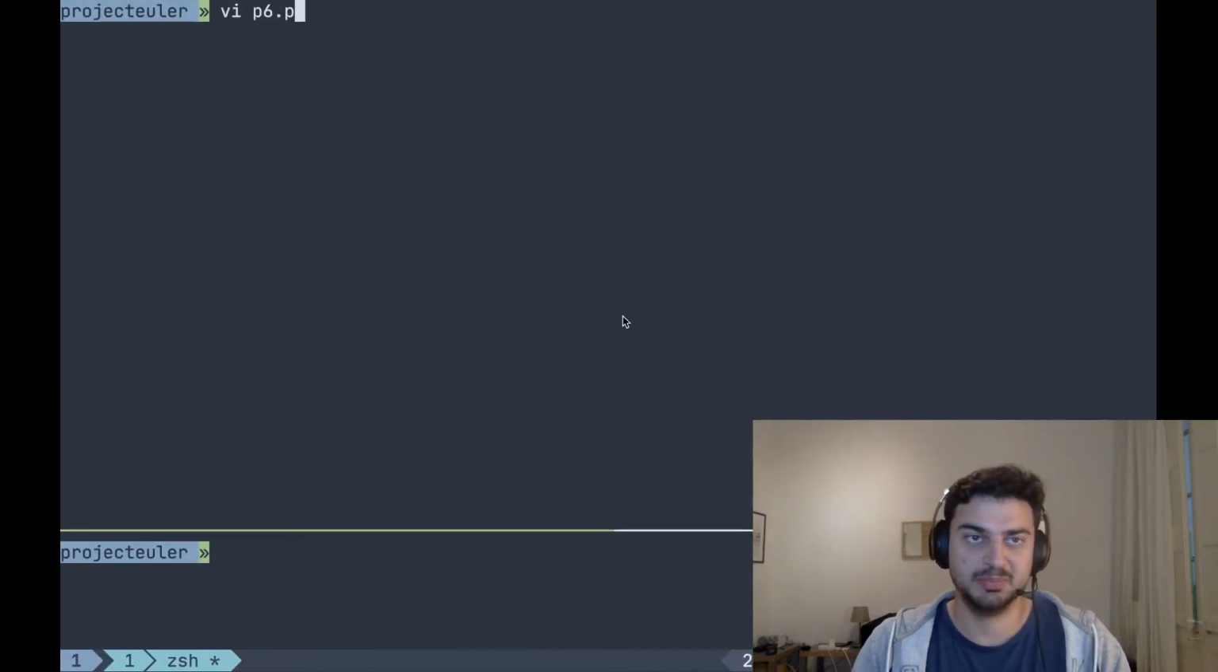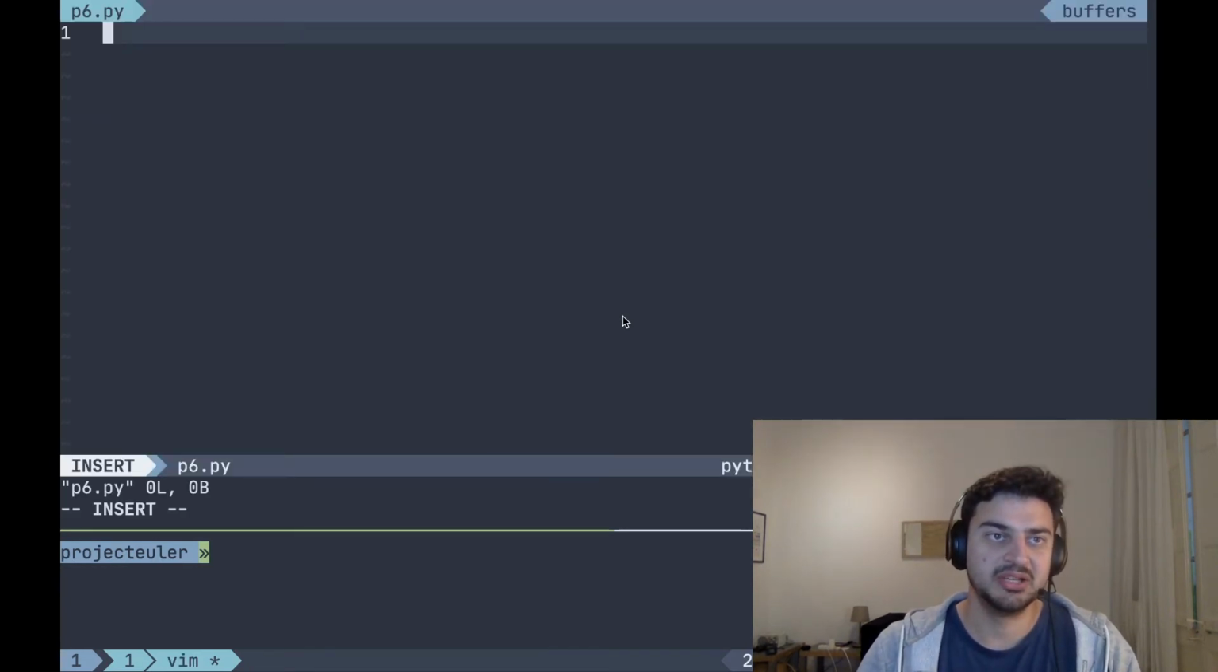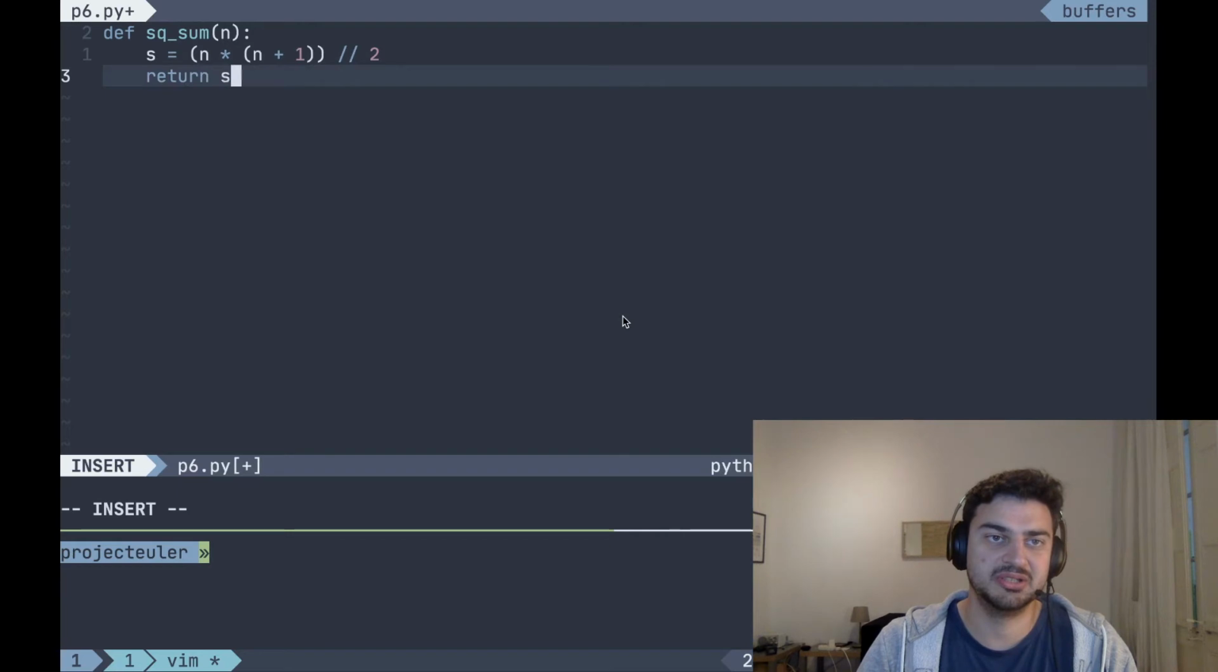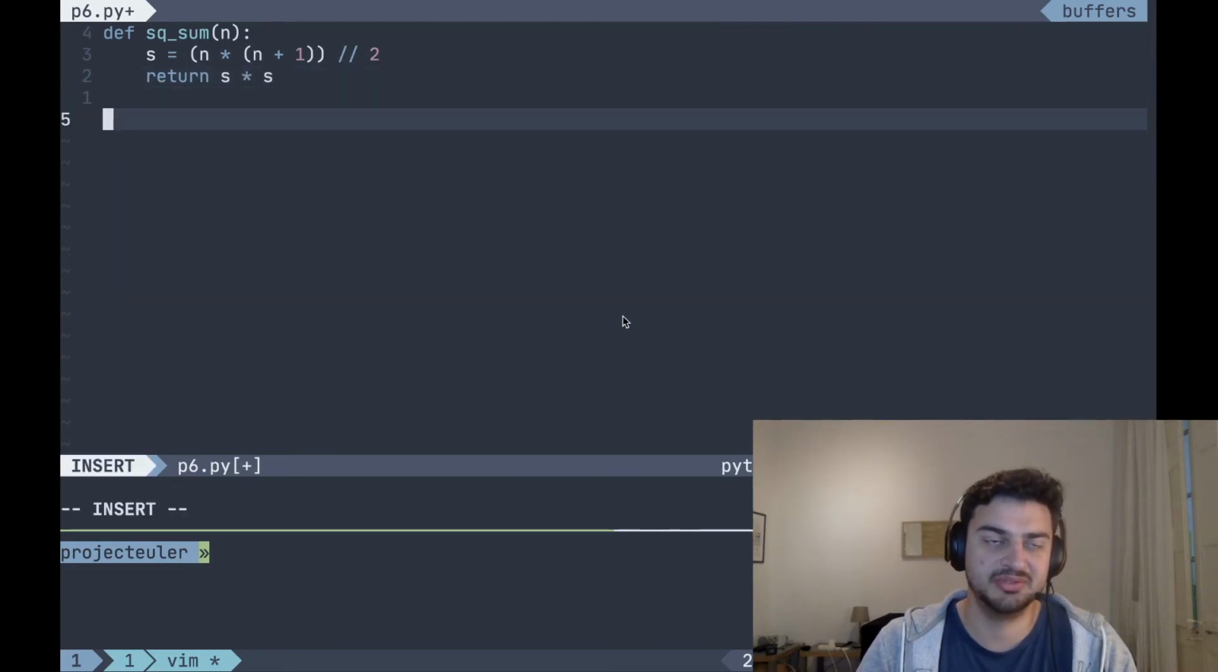So I'm going to be using Python again. You can use whatever programming language you want. We can start here with the square of the sum, which is n from n, and the idea here is that we just make the sum, which is n times n plus 1, and all of this divided by 2, and just return s times s, which is the square of the sum of the first 100 numbers.